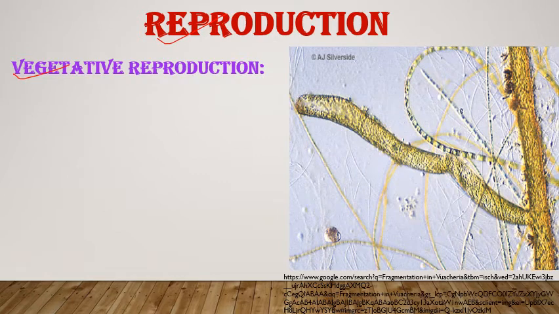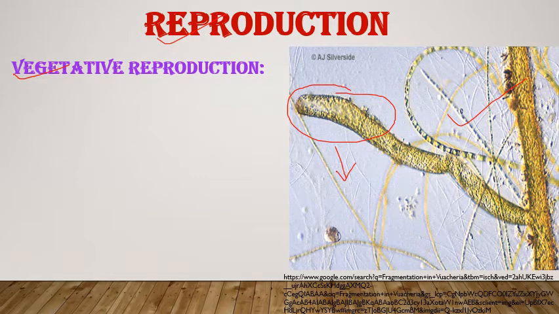So reproduction is a process by which a species is continued. The first method of reproduction is vegetative reproduction. In vegetative reproduction, any vegetative part can give rise to a full individual. It occurs by the method of fragmentation. So this is the vaucherial thallus. Any part or fragment of this thallus can give rise to a new vaucherial thallus.